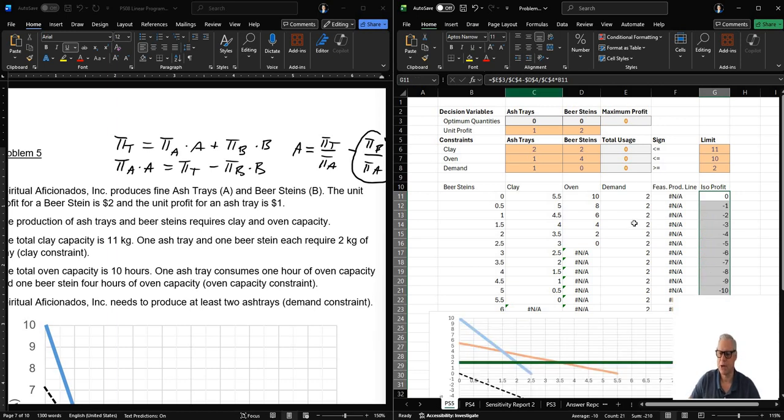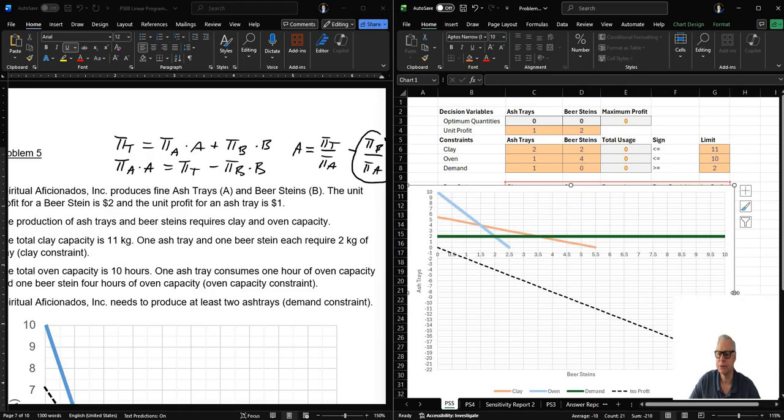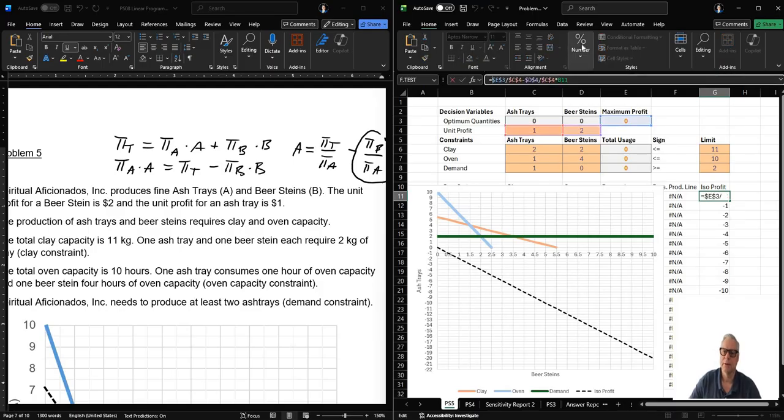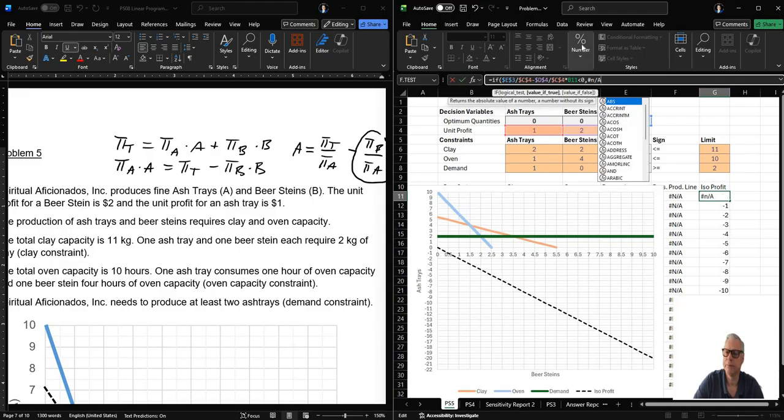And we copy this down, and you see now we get all those negative values. We don't really want negative values. So what we do is we say again, if this equation gives a value of less than 0, then enter number not available. Otherwise, we use this formula.